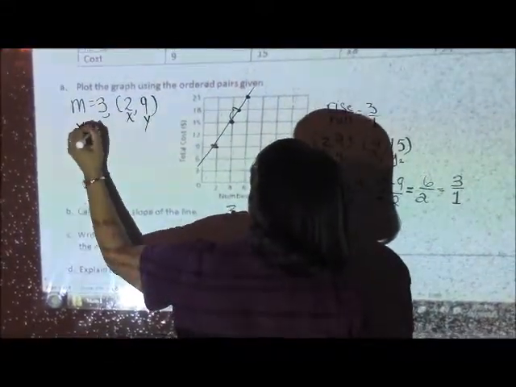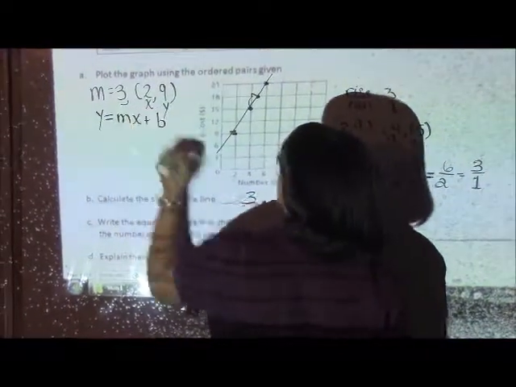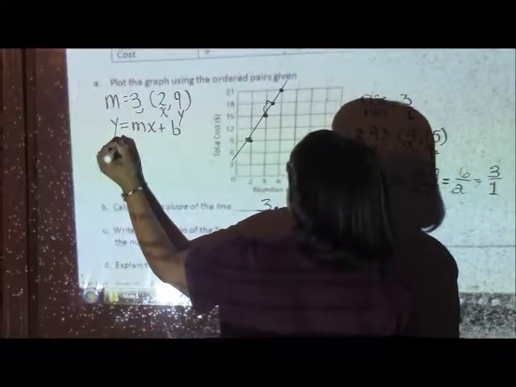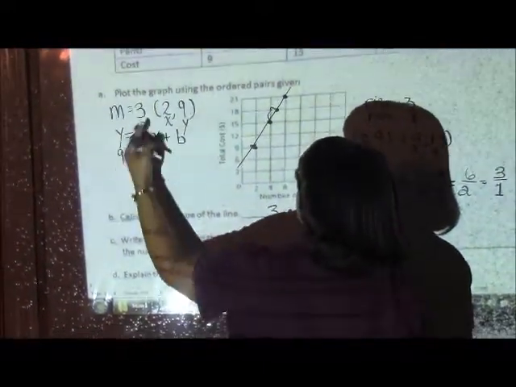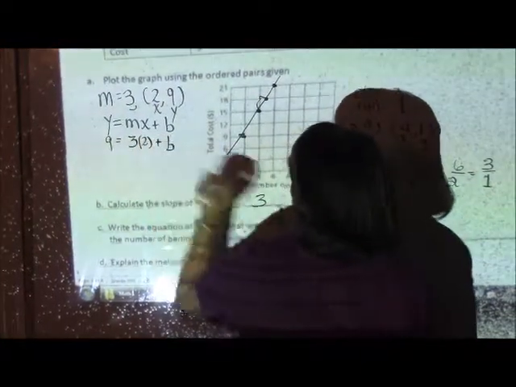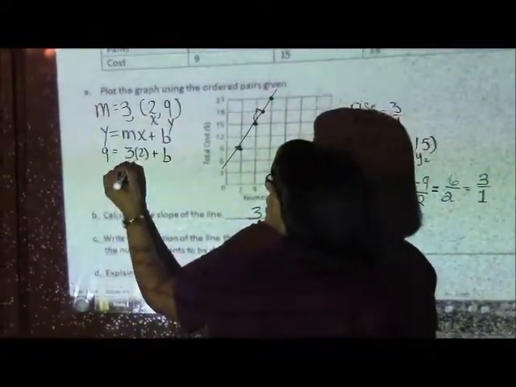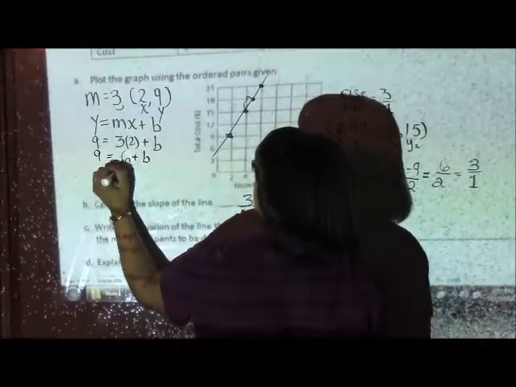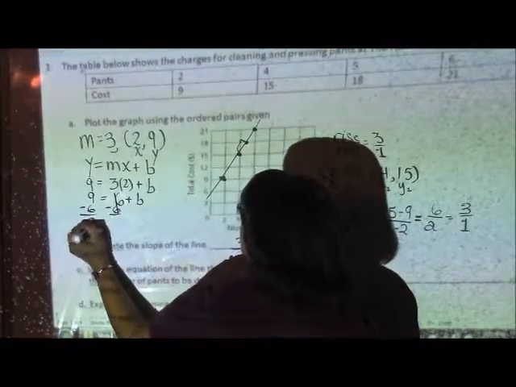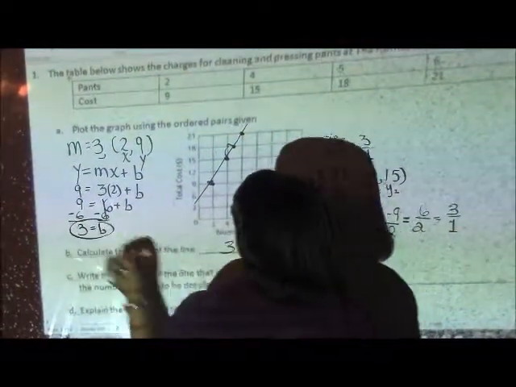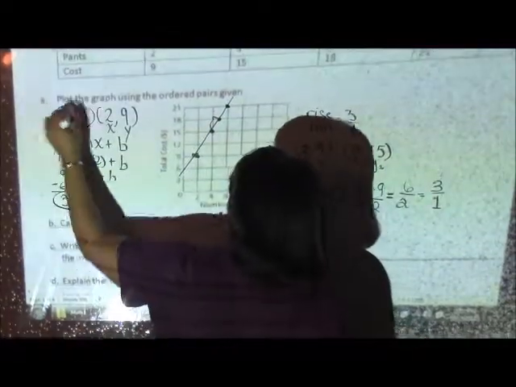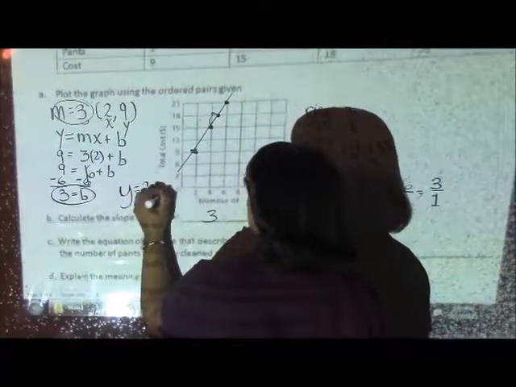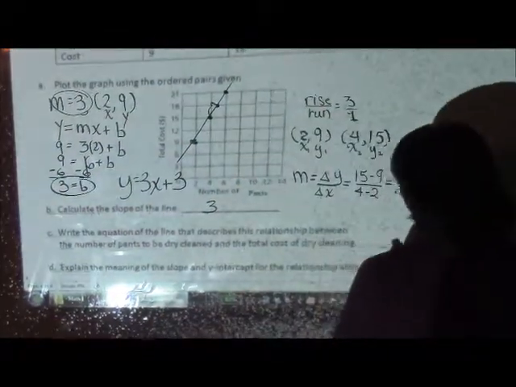We're going to plug into y equals mx plus b so we can find our y-intercept. Y is 9, we substitute. X is 2. And then in place of m, we put our slope of 3. So 2 times 3, 6. We have 9 is equal to 6 plus b. Subtract 6 from both sides of our equation, and we get b is equal to 3. So we have our slope is 3, and our y-intercept is 3. So our equation is y equals 3x plus 3. So that is what you write on this line.